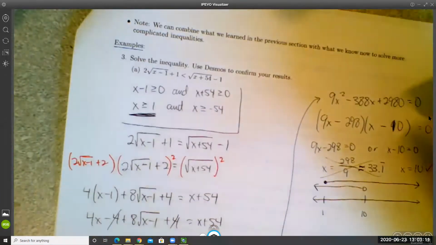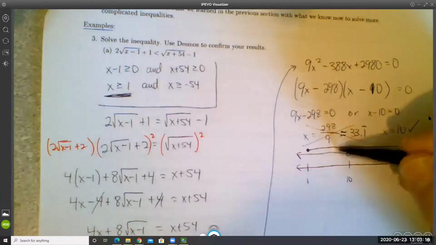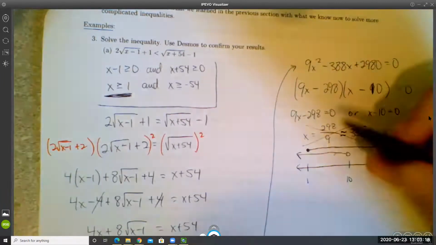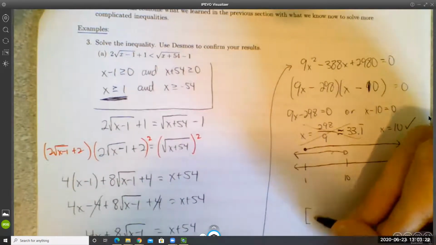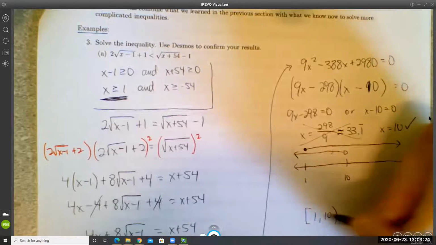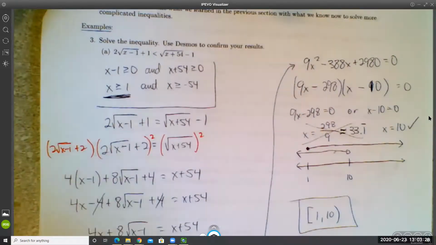Okay. And of course, both of these conditions have to be met simultaneously. So in other words, I'm taking the intersection of those two. So my solution set should be 1 to 10. Okay, that's what my solution set should be on this problem.